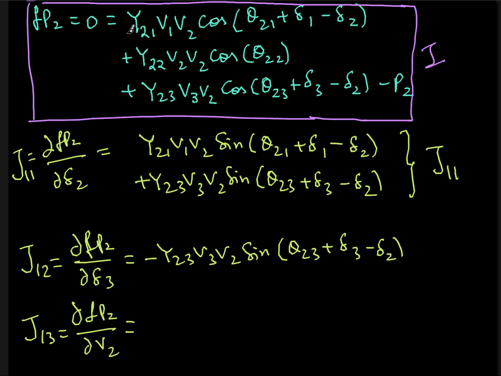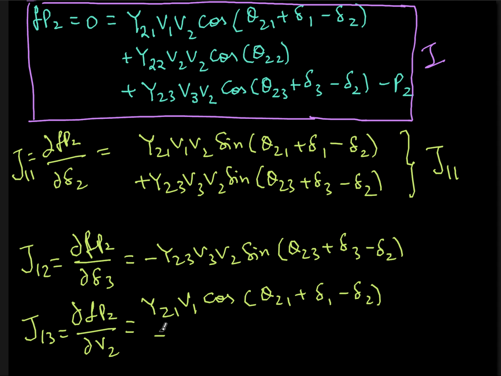So let's take the first function. v2 appears only once, to the power of 1. So I'll just write this without v2. So y21 v1, v2 will not come. So cos of theta 21 plus delta 1 minus delta 2. So this is done. Now in the second one I have v2 square.